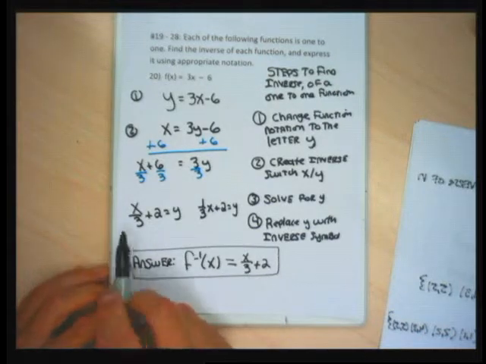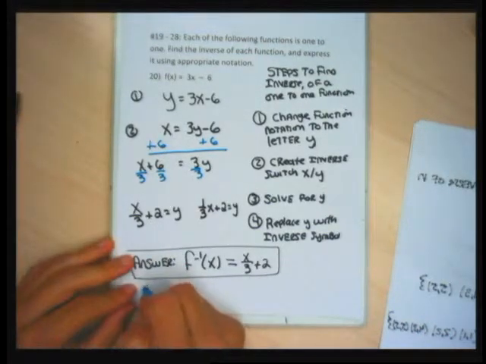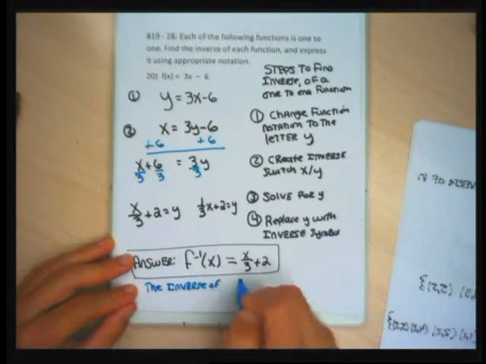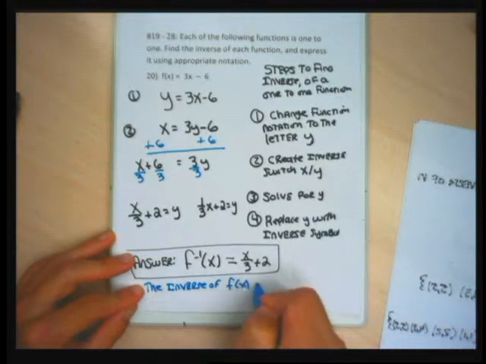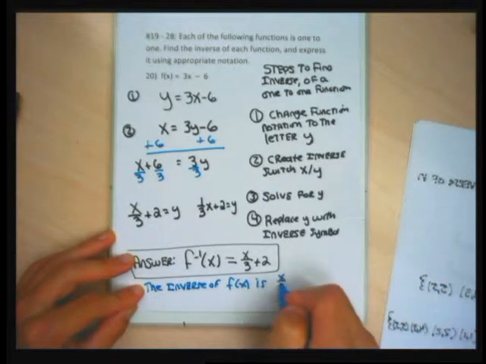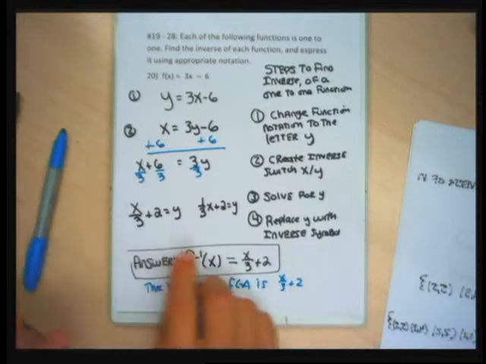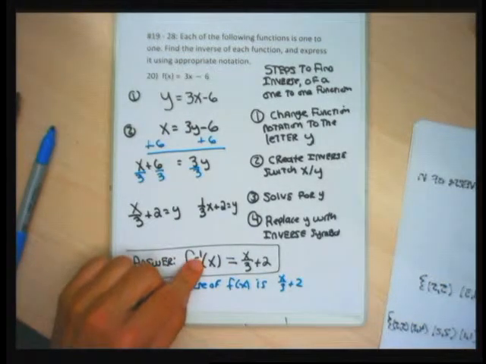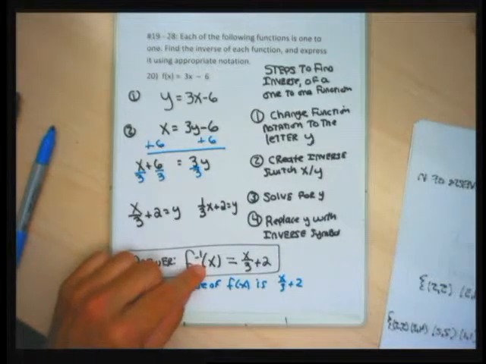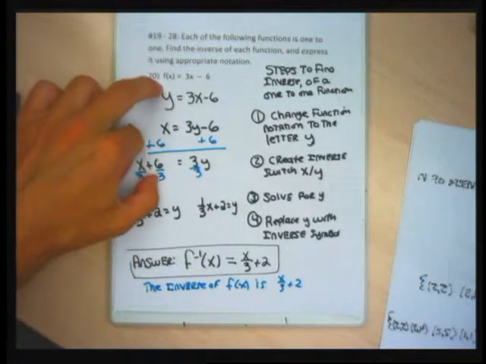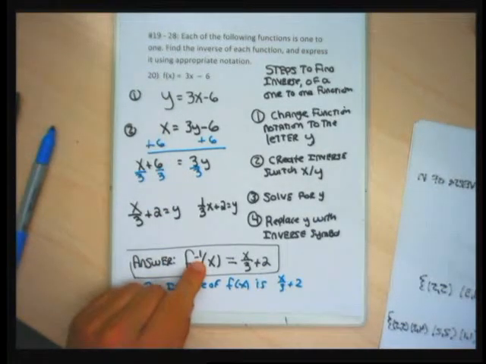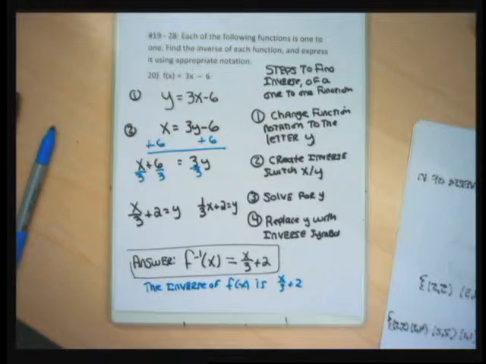Again, a mathematician would read this as the inverse of f of x, the equals is, and then x over 3 plus 2. So that's what this answer means. And when I see this notation, I know that this function has been created from the f function, and I created it by switching the x's and y's, because immediately when I see that symbol, I know I'm switching x's and y's.